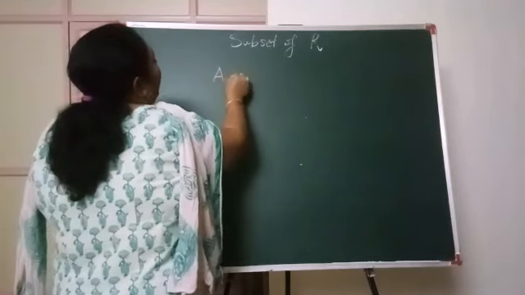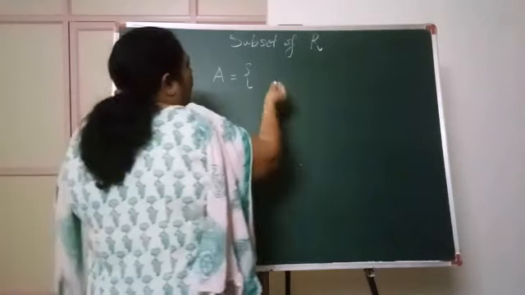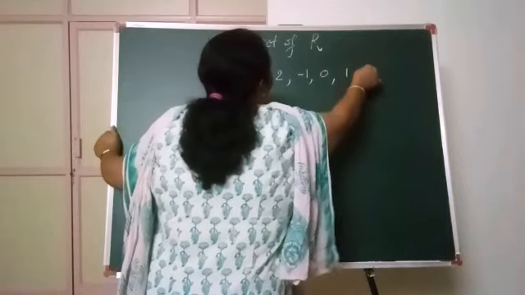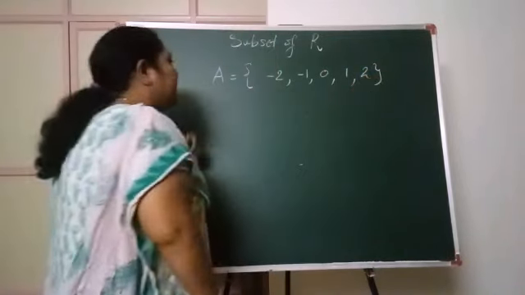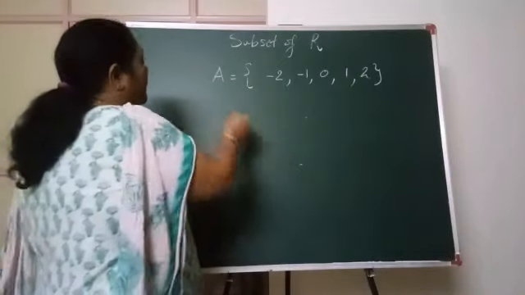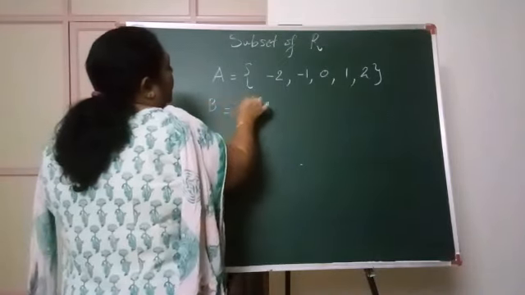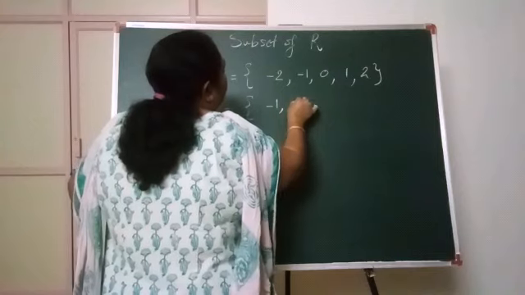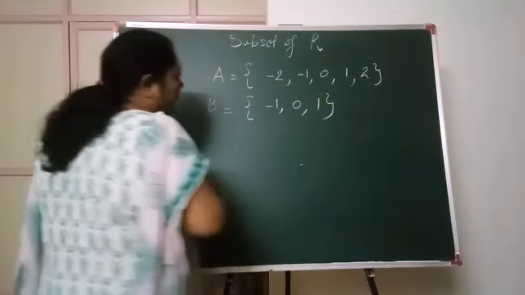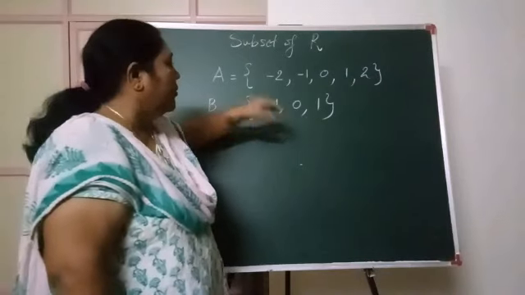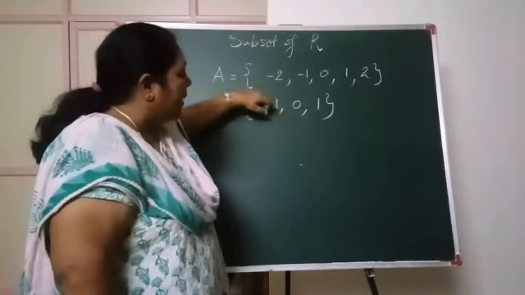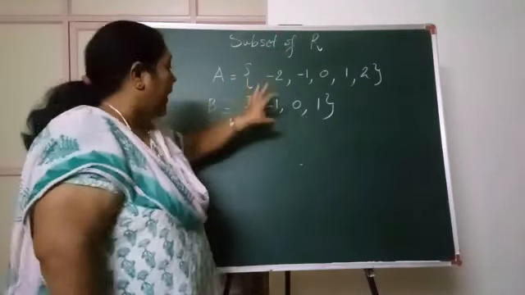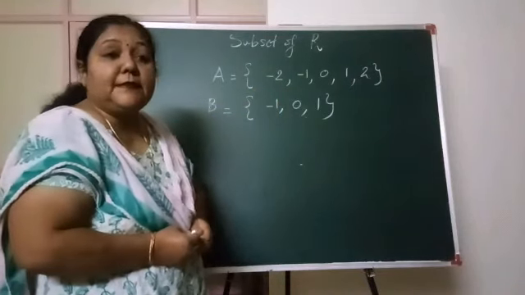So suppose I have capital A. Capital A may contain -2, -1, 0, 1 and 2. Say this is set A. Now I have set B. Inside set B, for example, I may have -1, 0 and +1, right? So let us see, what do you observe? You observe that every member -1, 0 and 1 of B is present in the set A.